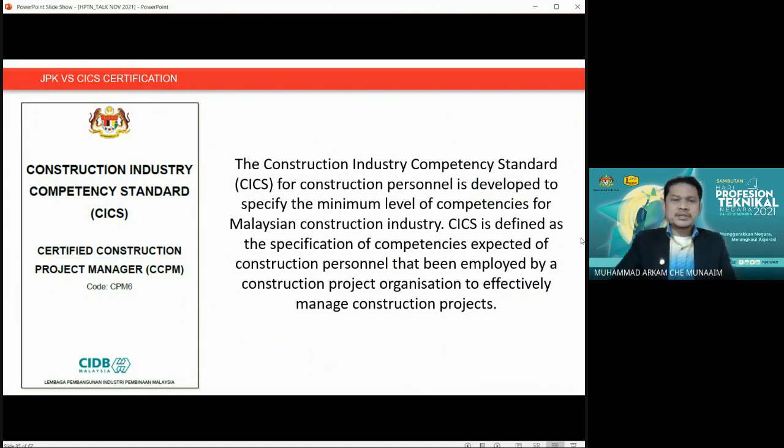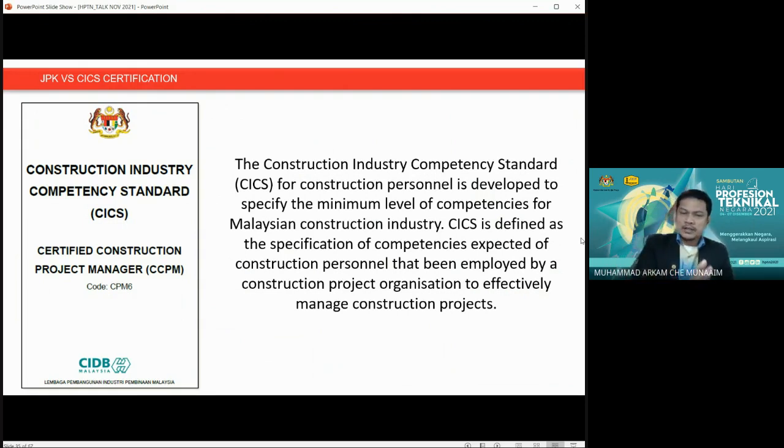So their standard name is CICS, Construction Industry Competency Standard, and the framework name is Construction Skill Qualification Framework, CSQF. This is the document that specifies and describes, and also tells us what competency level you are attaining based on the level described in that documentation. If you don't have this, we don't know which level or which standard you are at.